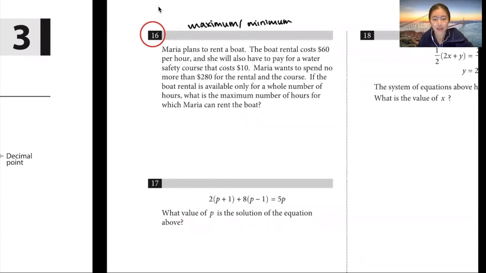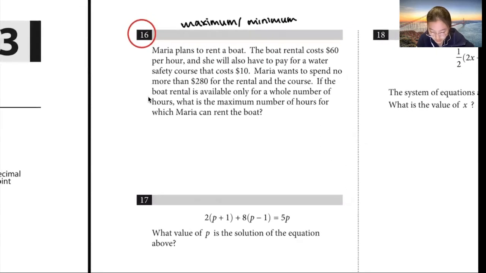So I'm going to read the question. Maria plans to rent a boat. The boat rental costs $60 per hour, and she will have to pay for a water safety course that costs $10. Maria wants to spend no more than $280 for the rental and the course. If the boat rental is available only for a whole number of hours, what is the maximum number of hours for which Maria can rent the boat?